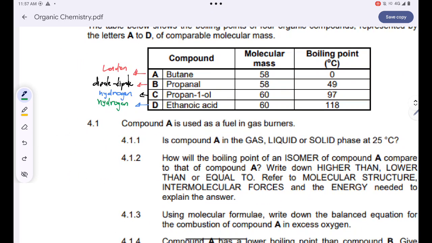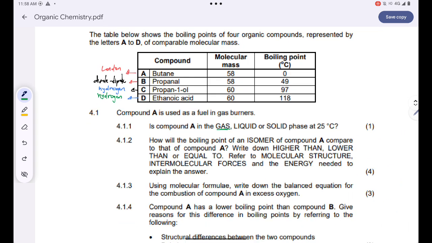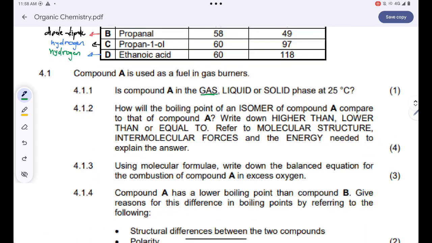Okay, compound A. 4.1, rather, we are told that compound A is used as a fuel in gas burners. Is compound A a gas, liquid, or solid at room temperature? Compound A is a gas at room temperature. Please note that for hydrocarbons, methane, ethane, propane, and butane, all those four are gases at room temperature, and then the other alkanes within your syllabus are liquids at room temperature.